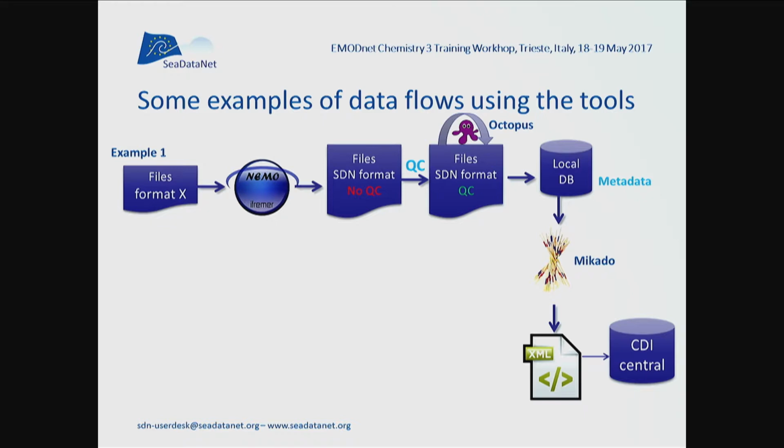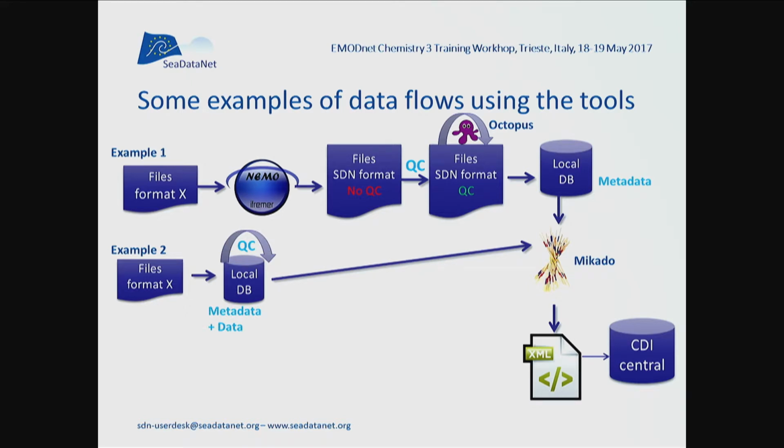It can convert these files to other formats using Octopus, and then it can have the metadata information in a local database. Using Mikado, it will extract the metadata from the database and generate the XML description for the CDI catalog. That's one possibility.